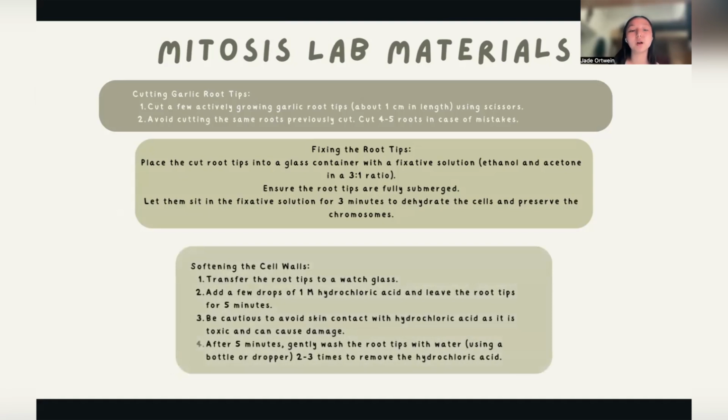And then we need to soften the cell walls and transfer the root tips into a watch glass and add a few drops of hydrochloric acid and leave the root tips for 5 minutes. Make sure your skin does not come in contact with the acid because it is toxic. And after 5 minutes, gently wash the root tips with water using a bottle or dropper 2 to 3 times.